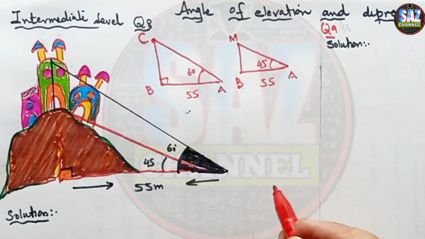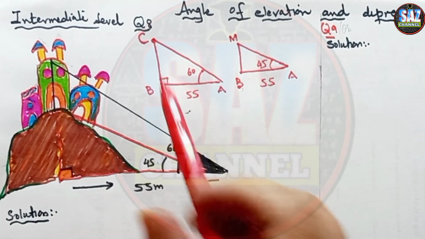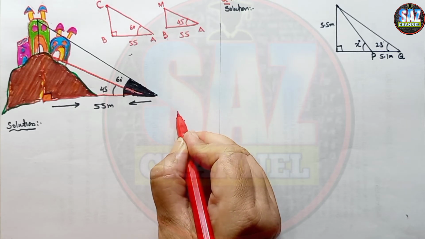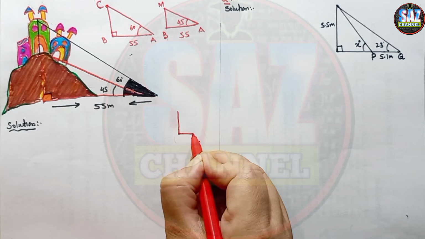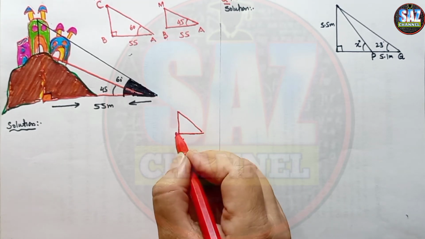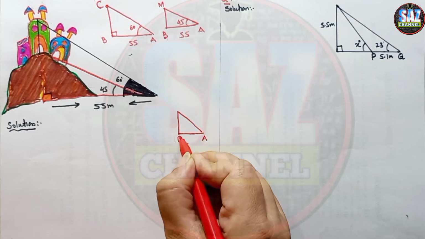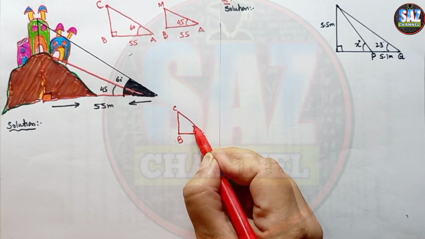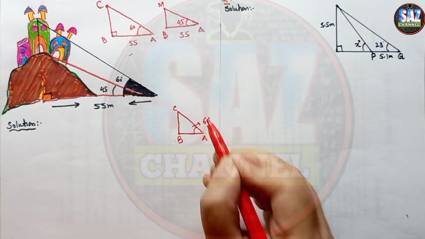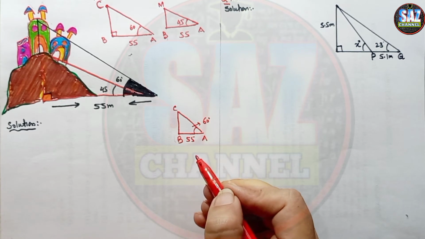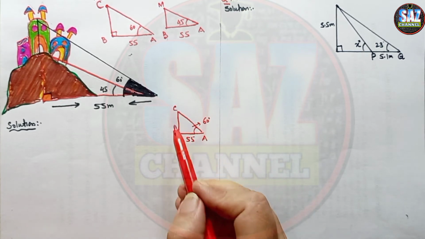First of all, I will be taking the outer big triangle, that is triangle ABC. Let me make a rough sketch here. Triangle A, B and C, and this is a 60 degree angle at this position, and this is 55 meters. Now we have to find the BC side.